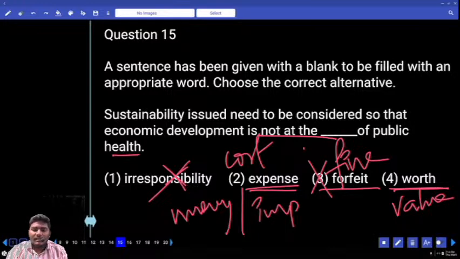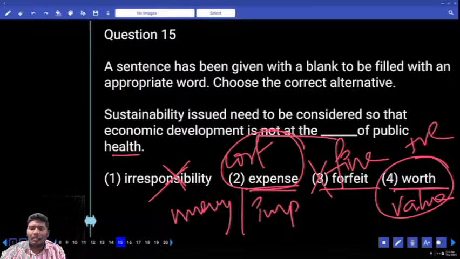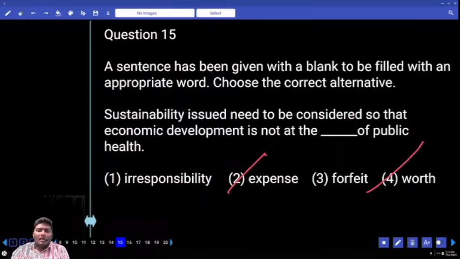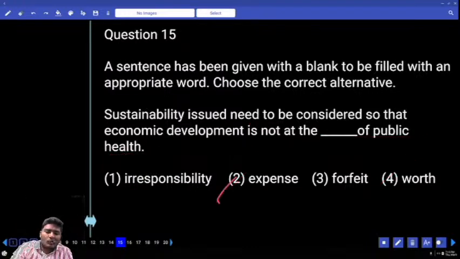Which is correct here? See, the cost of something, in one sense, we speak about the money, and another cost is nothing but anything that is in danger, and worth is nothing but here we speak about the positive case, that is value. Now, do we need positive case or negative case in this part? If you can understand the context only, you can get this. I already told you, your answer must be 2 or 4. Tell me your answer. Something must not be at the cost of public health. That means it should not cost the public health. Whatever it is, it should not make danger for the public health. The answer comes with only the second.